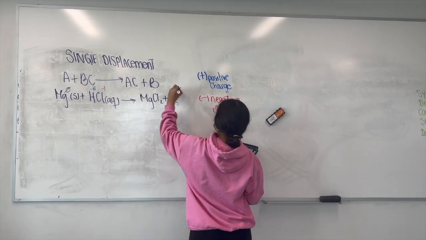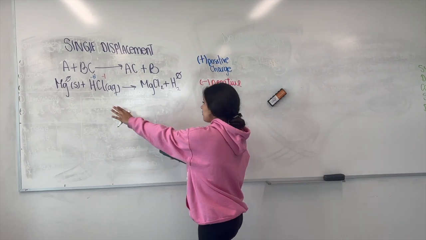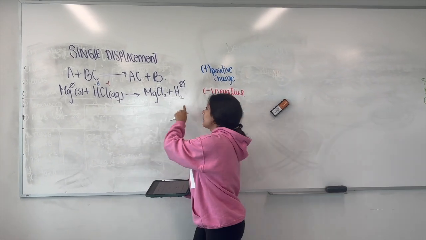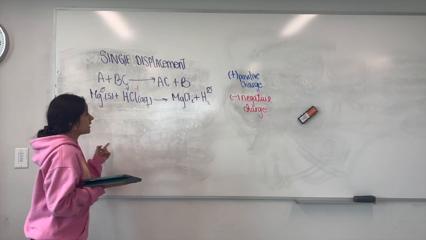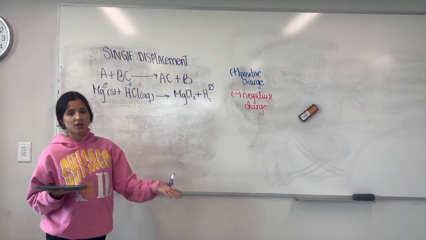But actually now it's the hydrogen, the one that does not have a charge. It used to have a charge over here when it was combined with chlorine, but now over here it doesn't have a charge because it's by itself. So what we can observe from here is that two things are happening: oxidation and reduction.